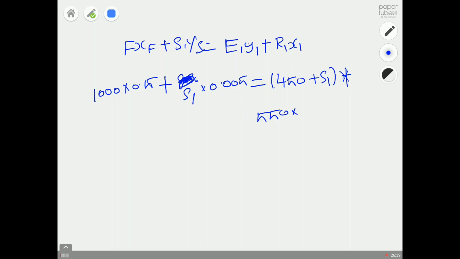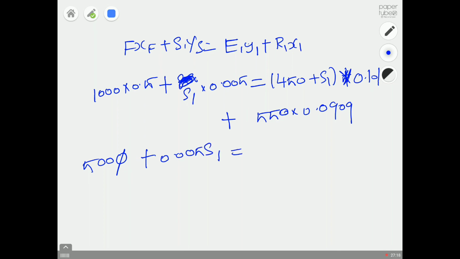So what is y1? The y1 value is 0.101, plus 550 multiplied by the x1 value, which is 0.0909. I hope everything looks fine at the moment. Yeah, from this we can calculate. So 500 plus 0.005 S1 is equal to 450 multiplied by 0.101. Let me calculate it.